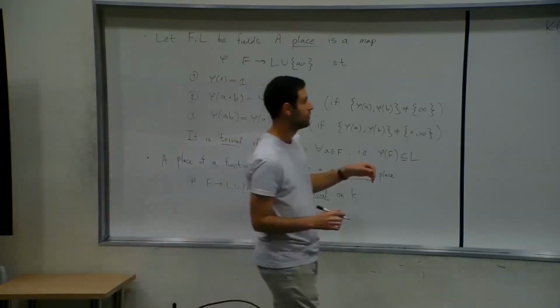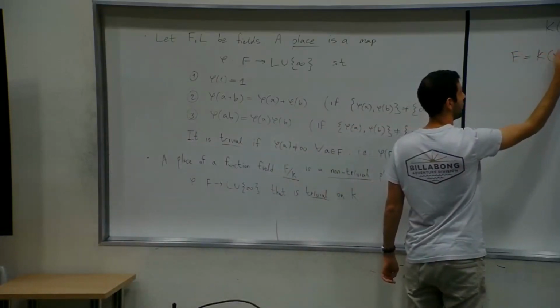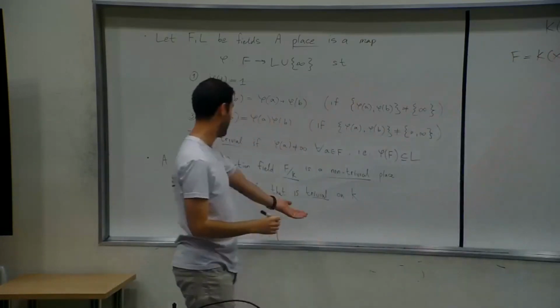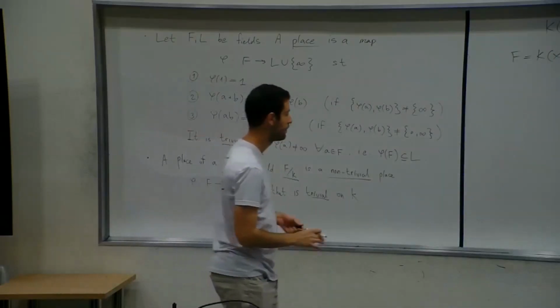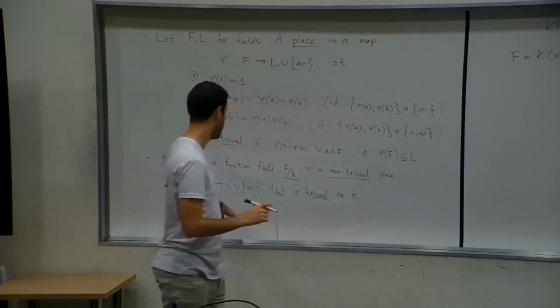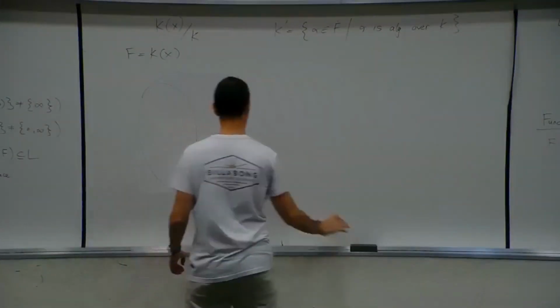Now F is k(x), and we ask ourselves what are the places, the points of the places. Oh, one more comment. How can we think about it? Let's illustrate.